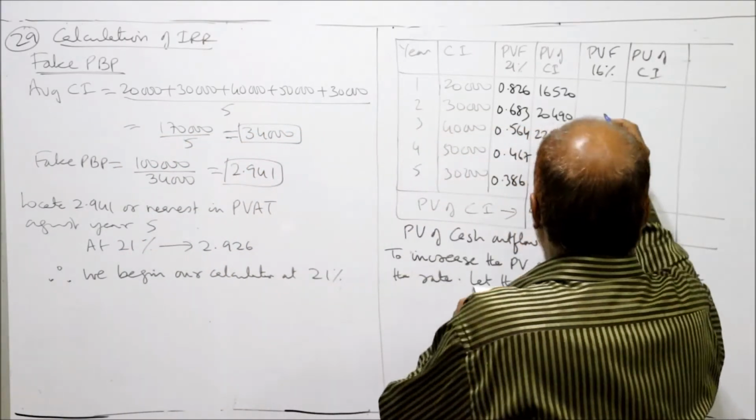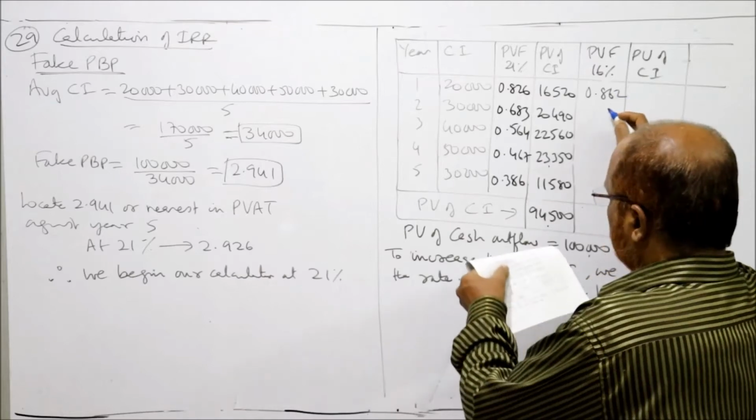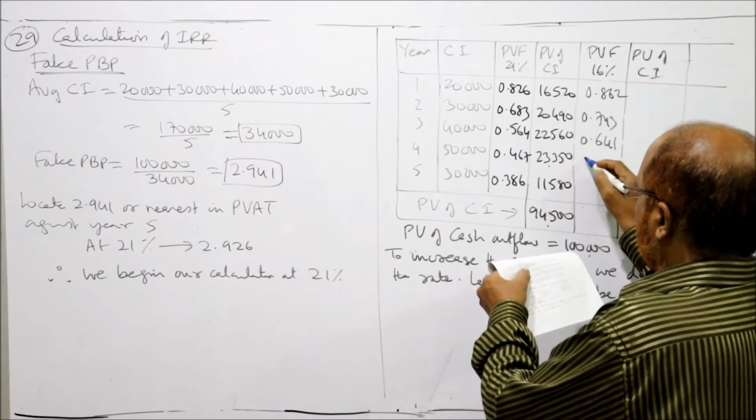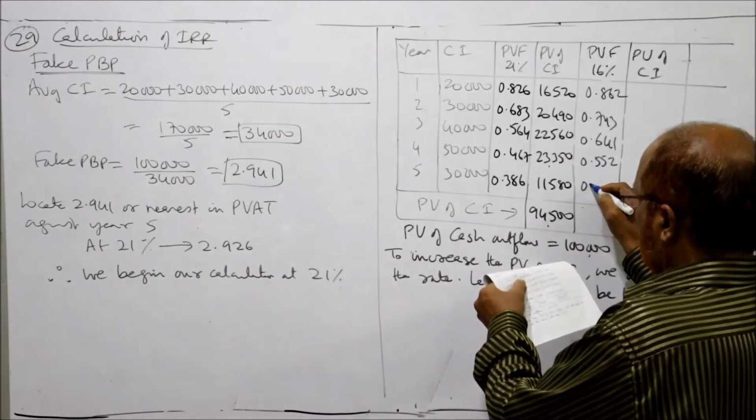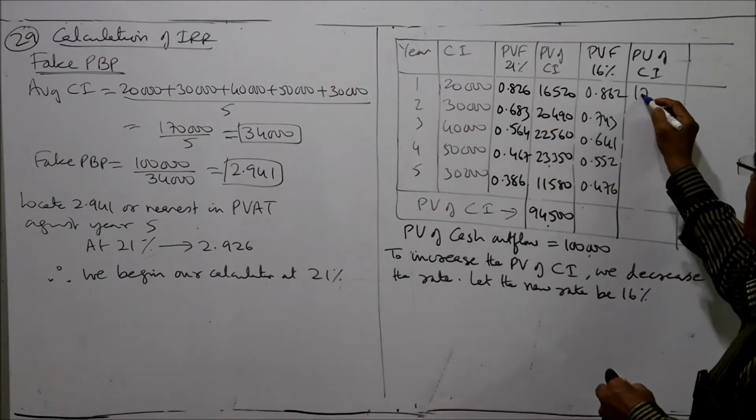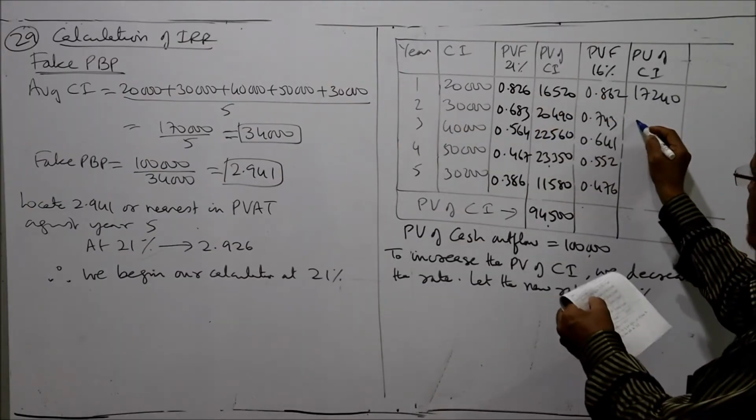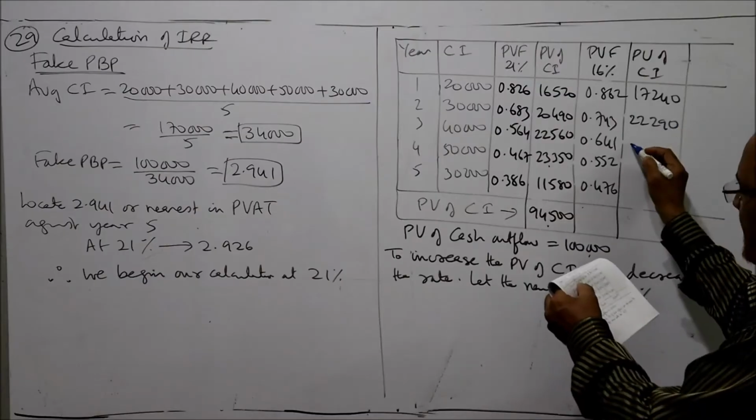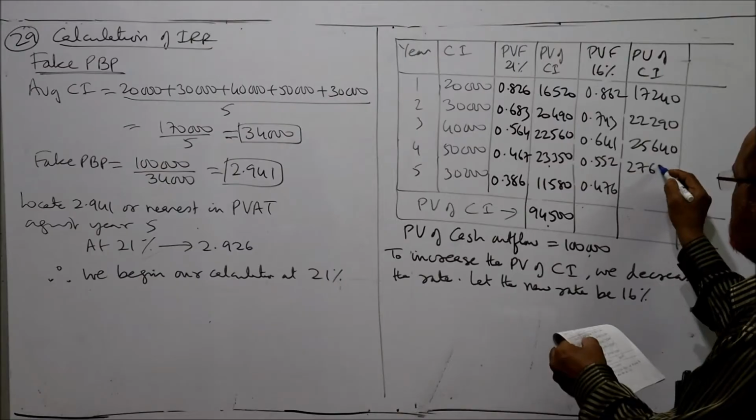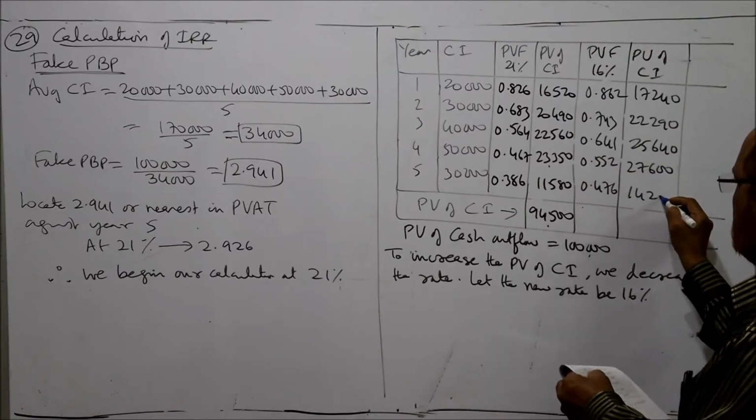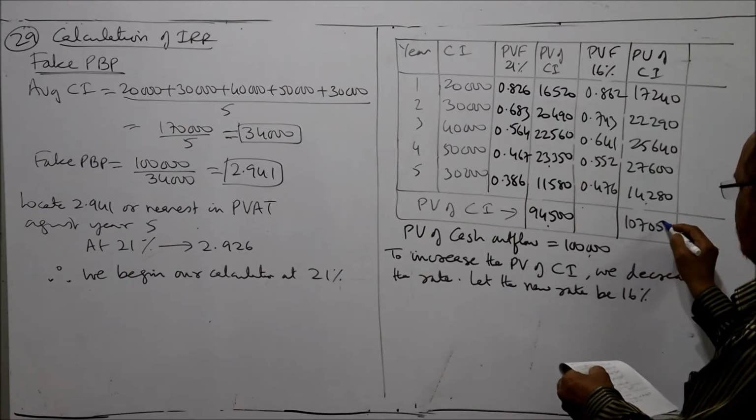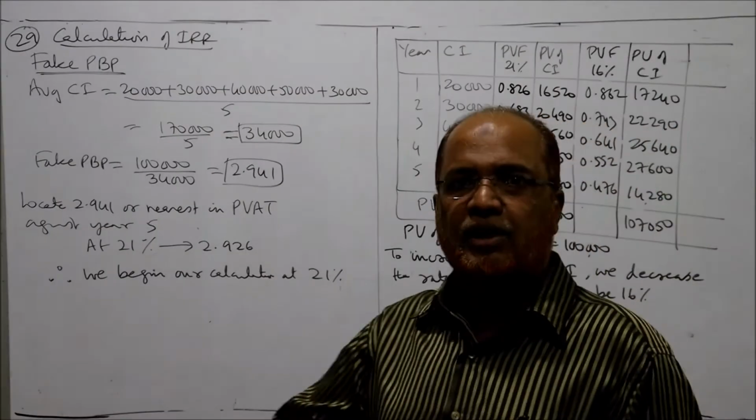So at 16%: 0.862, 0.743, 0.641, 0.552, 0.476. If you multiply this with the cash inflows, you will get 17,240, 22,290, 25,640, 27,600, 14,280. The total is 1,07,050. Now it is more than 1 lakh. We got it.